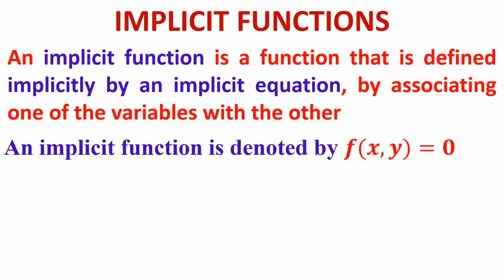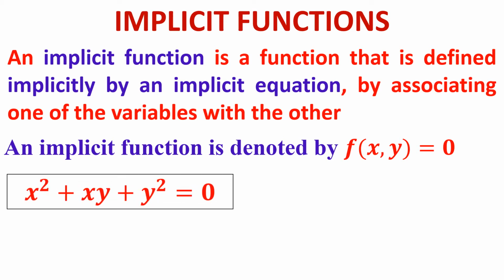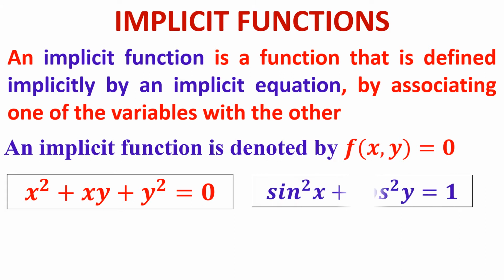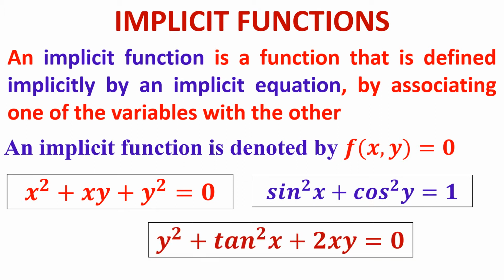The equation involving x and y, where it is not easy for us to express y in terms of x directly. For example, you see x square plus xy plus y square is equal to 0. Very difficult to find what y is equal to. But this is an implicit function. Again, sin square x plus cos square y is equal to 1. y square plus tan square x plus 2xy is equal to 0.